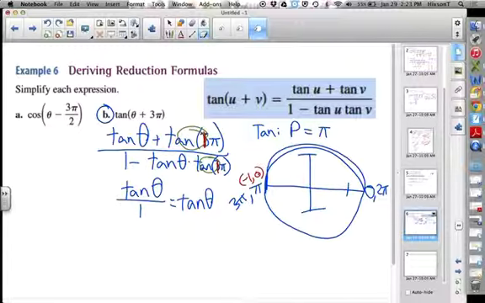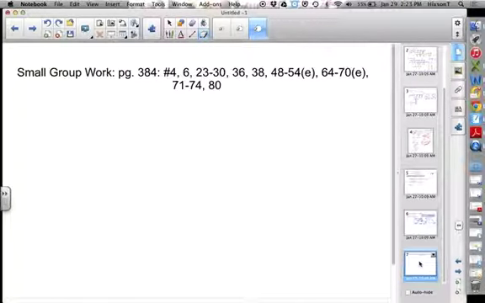Alright, what I want to do the remainder of the time is let you guys work in small groups. You don't necessarily have to go in order, but do work on some of these. Page 384, there's just a whole bunch there. Again, remember, homework is not required, but it kind of is, or else you won't do well on your test. If you don't do it, it's not graded, but it is kind of required.